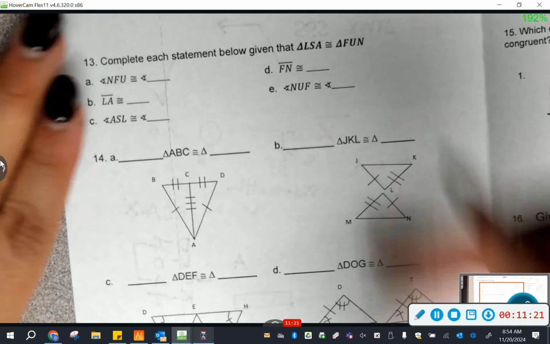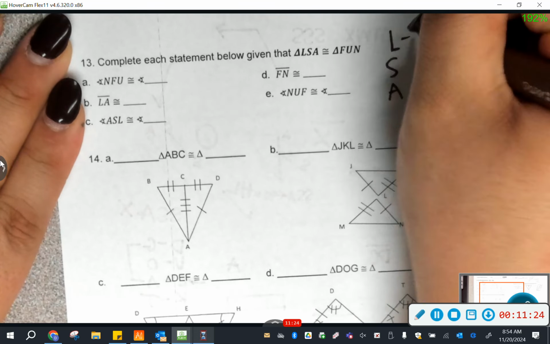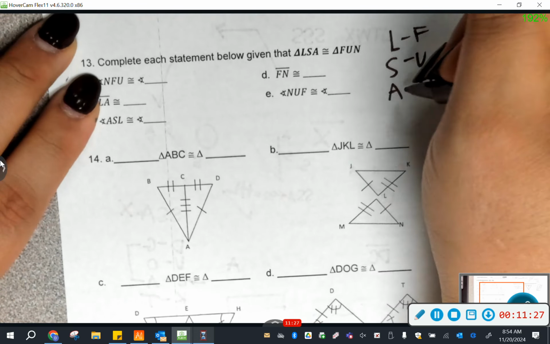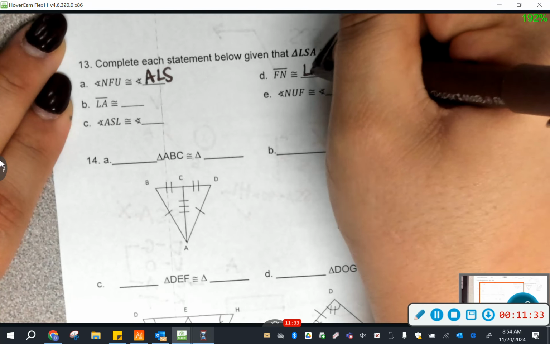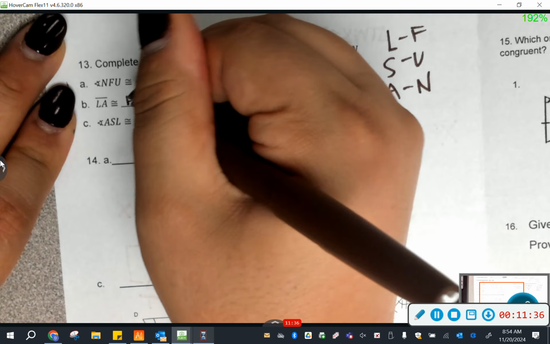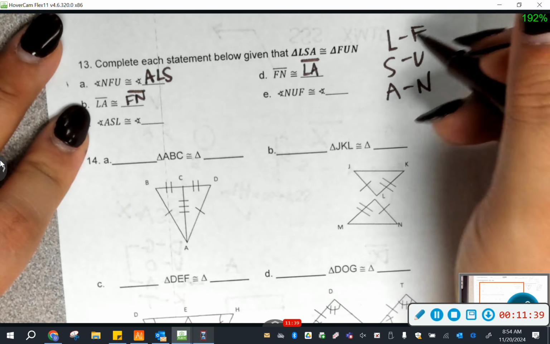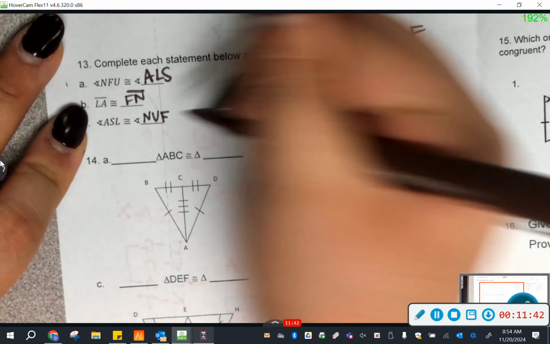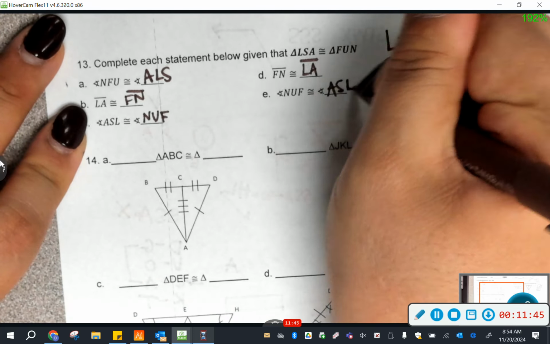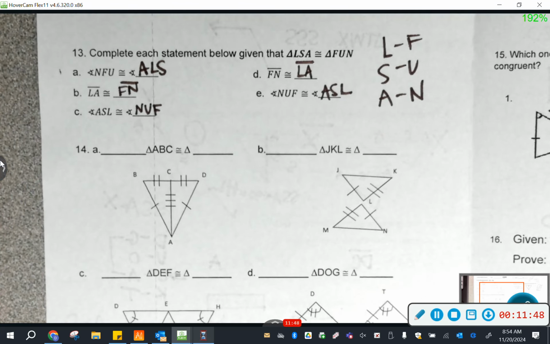All right, I'm going to do this one very quickly because we've done this like 4 times already. NFU should be ALS. FN should be LA. LA should be FN. ASL. NUF. Did anybody get anything different than me on those? This is simply doing your chart. Do your chart, match the letters. What goes together?